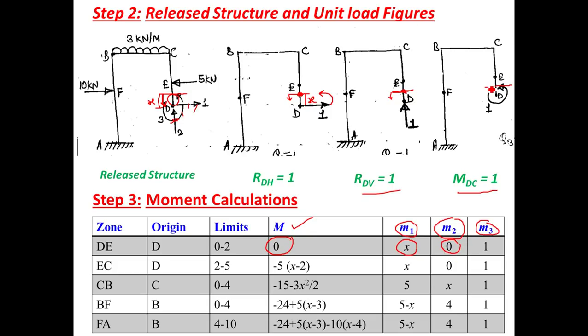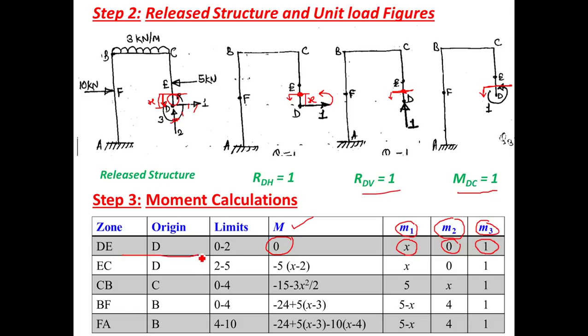Okay, and in third figure, we are taking section in first zone. Observe the lower portion. There is one moment. Magnitude of that moment is 1 kilonewton meter. Anti-clockwise means positive. So since it is a moment, it will not be multiplied by any distance. This first element of M3 column is 1. Okay, so like this, the first zone is over.